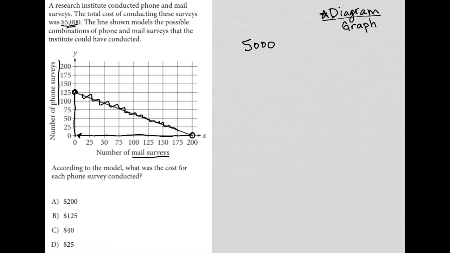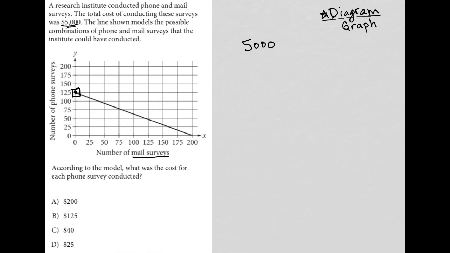The last part says, according to the model, what was the cost for each phone survey conducted? Well, if all I care about is phone surveys, let me just erase this so we can see it clearly. If the only thing this question is asking me about is phone surveys, that means I must focus my attention here on the y-intercept, because that point right there is the only point on this graph that does not include a single mail survey.